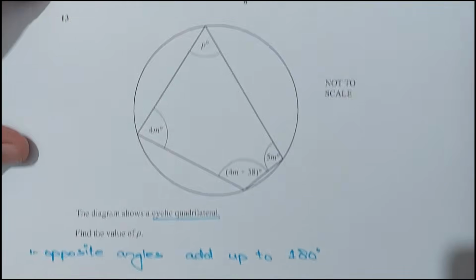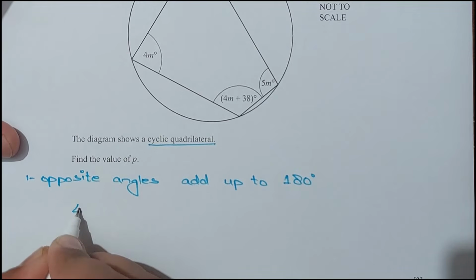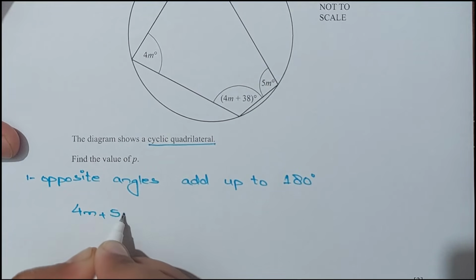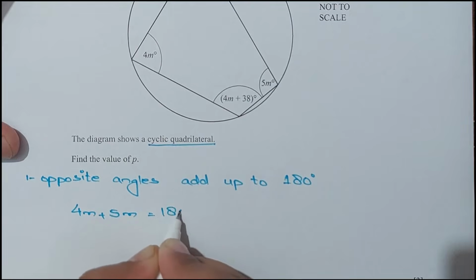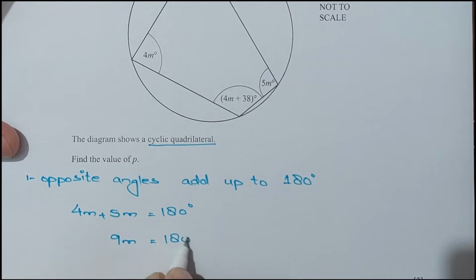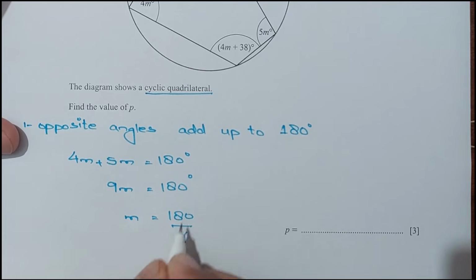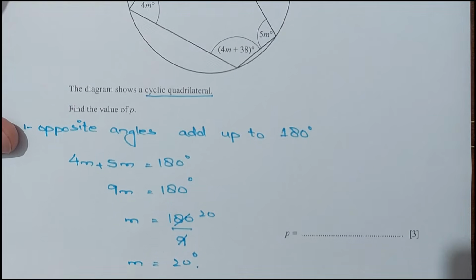4m and 5m are the opposite angles. So we can add 4m plus 5m, and this is going to be 180 degrees. So 4 plus 5, this would be 9m is 180 degrees, and m is going to be 180 degrees over 9. 9 times 2 is 18. This is 20. So m is 20 degrees. Right, we have done with the m value.